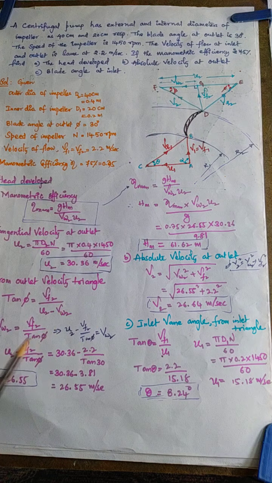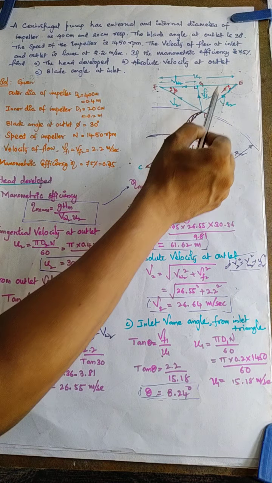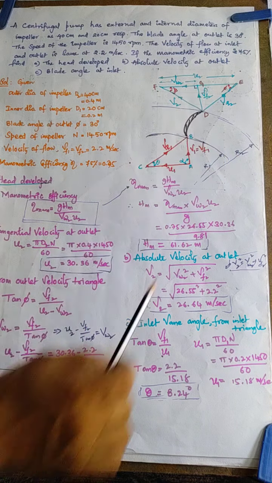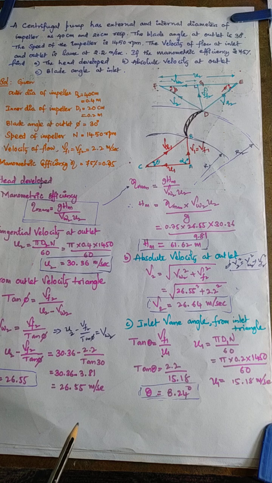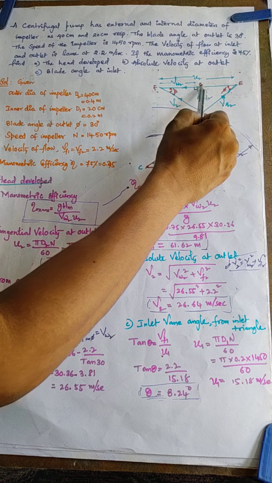So to find this Vw2 value, there is no direct formula, so you have to utilize the velocity diagram only. Using this velocity diagram, the phi value is given and the Vf2 value is given. Using these two values and the triangle formulas, you can write tan phi, where this is the phi value, tan phi equal to opposite by adjacent.